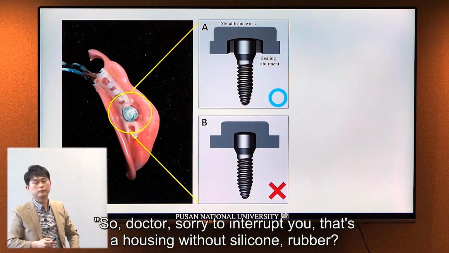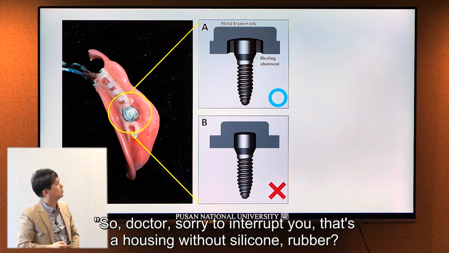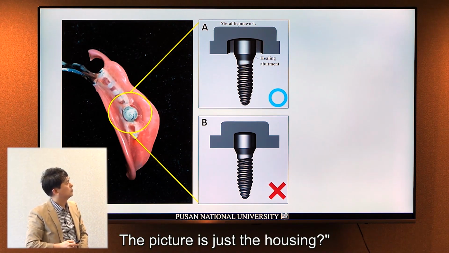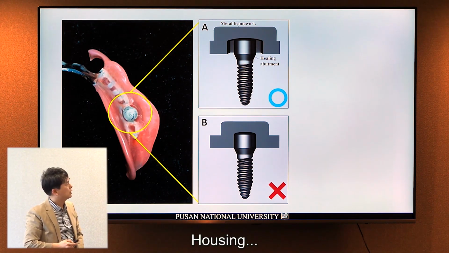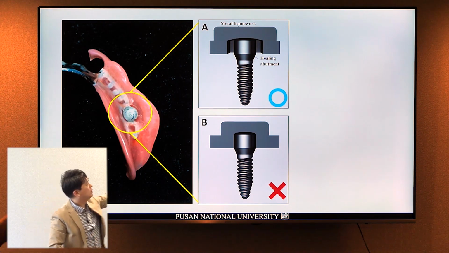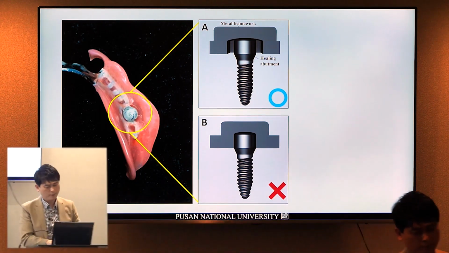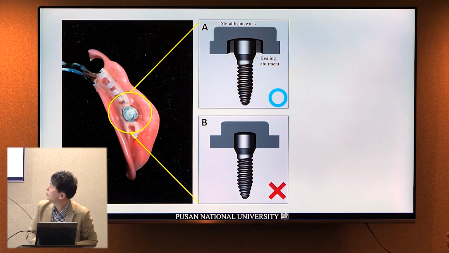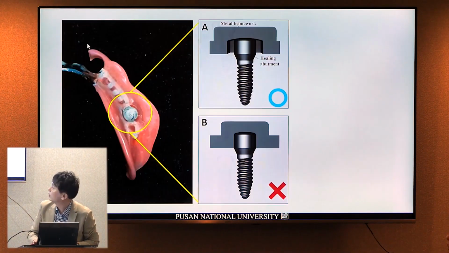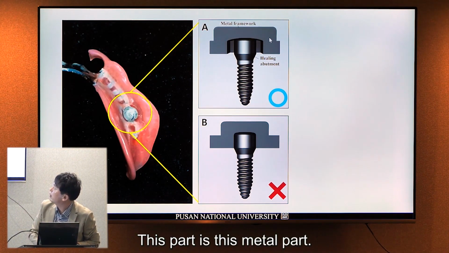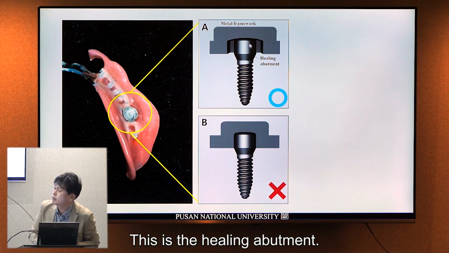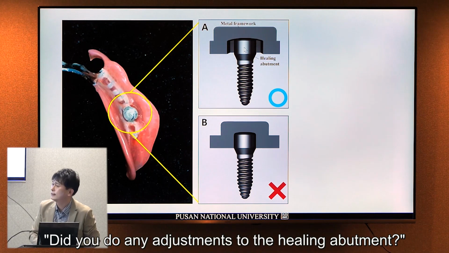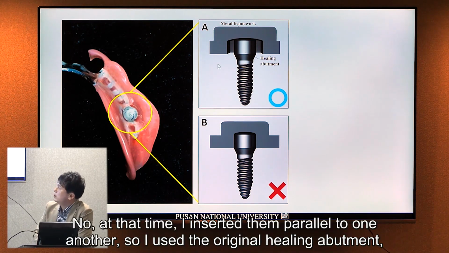Sorry to interrupt you. That is a housing without the rubber, right? On the denture, it's just a housing, right? This part is the housing, okay, and this is only the healing abutment. Did you do any adjustment to your healing abutment? No. At that time, I inserted them parallel to each other, so I used the general original healing abutment.